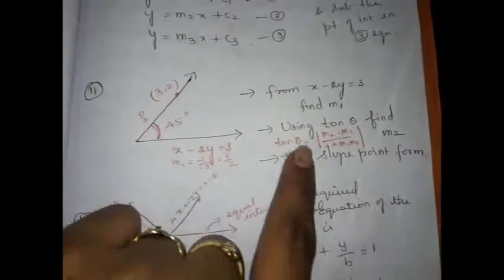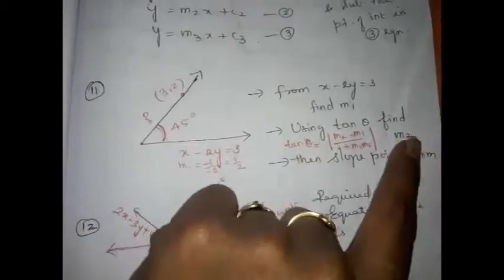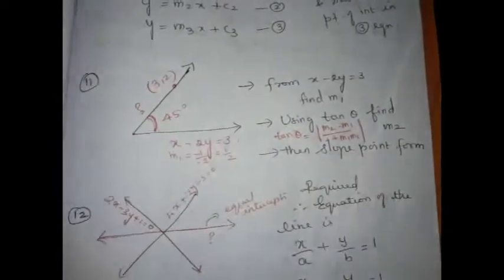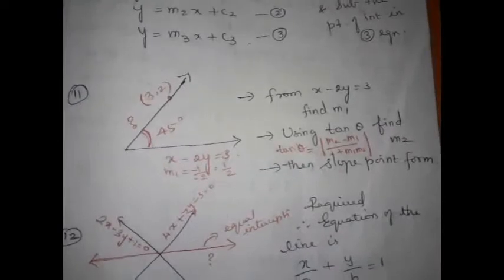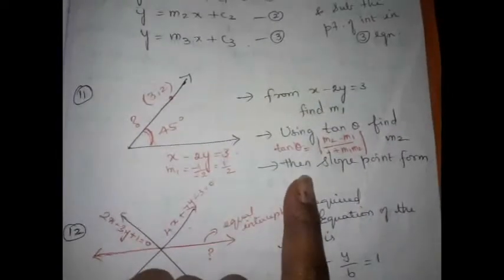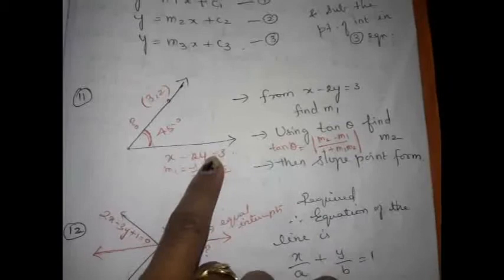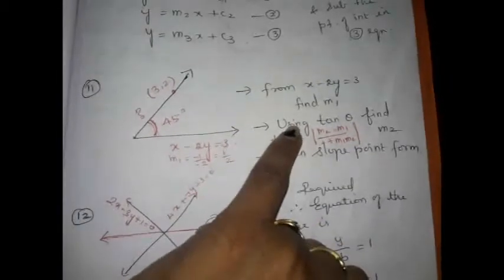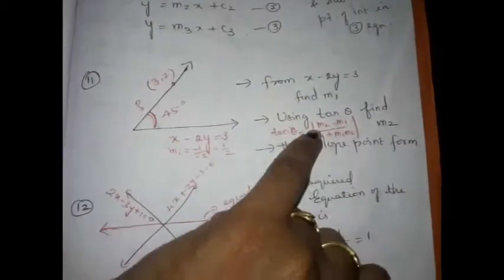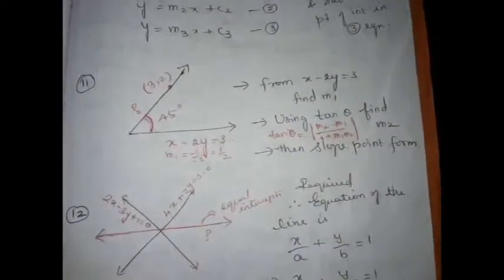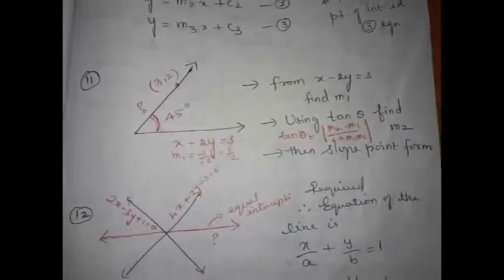When you have modulus, you will take the plus value and the minus value, two values, and you have to check it. Right? So what are all the steps involved in solving this problem? First, find the slope m1 from this equation. Then using the tan theta formula, find your m2. Then using this m2 and this point, go with the slope-point form.